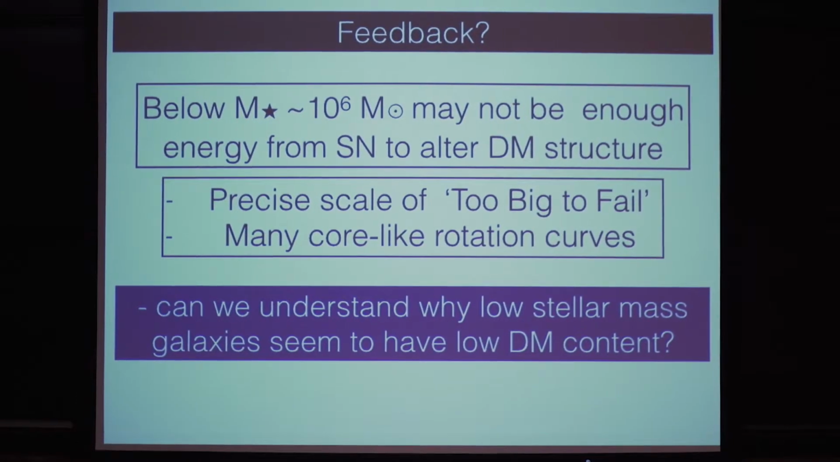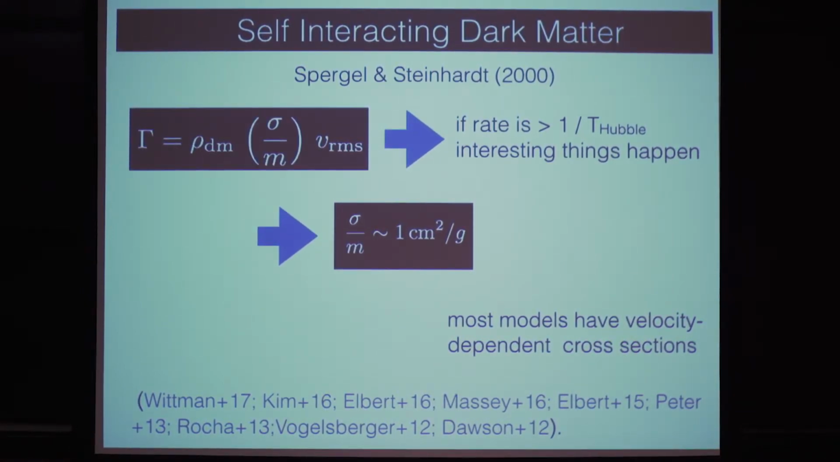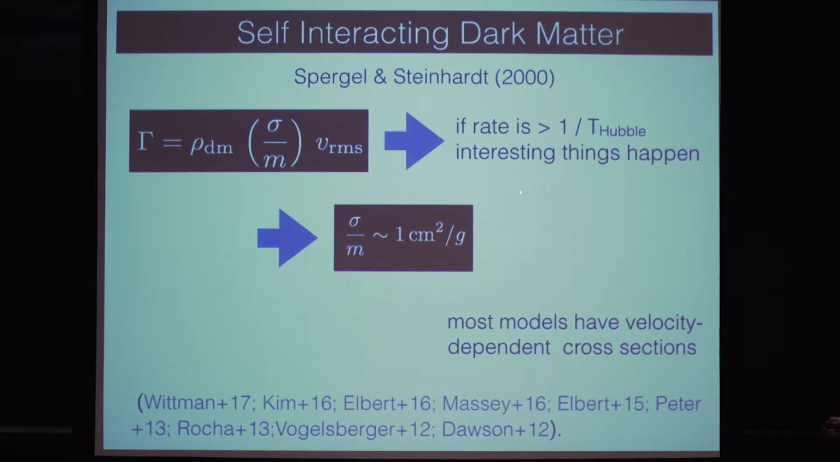So what would you do then? Well, you might appeal to something like self-interacting dark matter. The idea of self-interacting dark matter was proposed by Spergel and Steinhardt in 2000. And one of the primary reasons they proposed this model was to solve the missing satellites problem. It turns out it does not solve the missing satellites problem and doesn't affect substructure at all. But it's still a very interesting model. And the other thing they pointed out in this paper is that it could also produce constant density cores in dark matter halos, and it does.